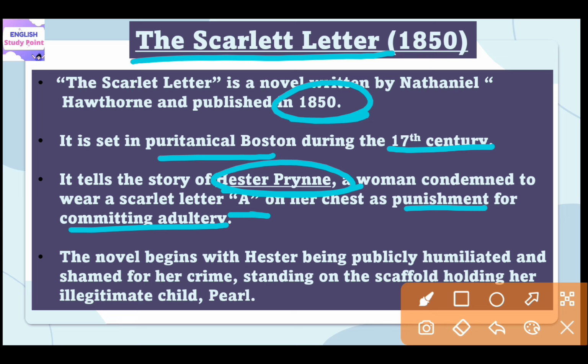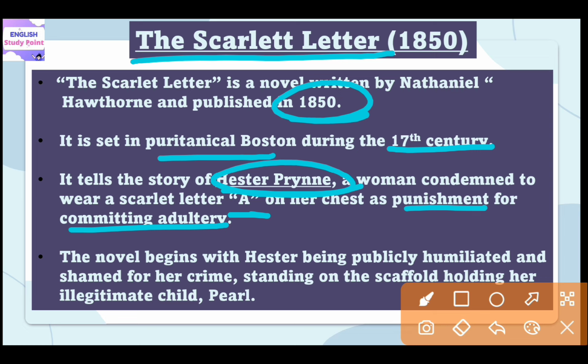Basically, this story is about this young woman whose name is Hester Prynne. She, in her life, commits one crime, and that is adultery, and she is forced to wear a scarlet letter where A is inscribed on her chest for the rest of her life, and this is considered to be a form of punishment. Inscribing this letter is a type of punishment that she is given as a result of committing adultery and also of public shame.